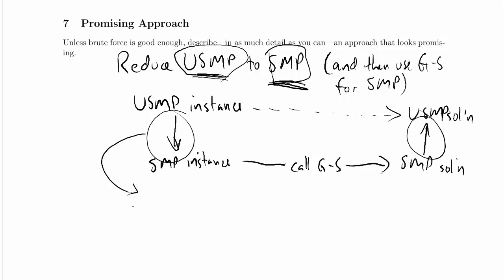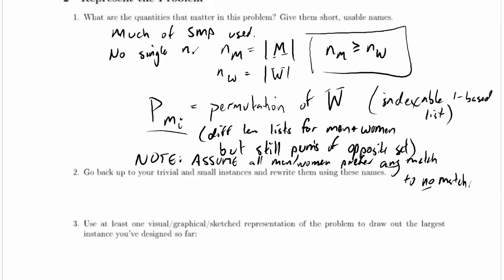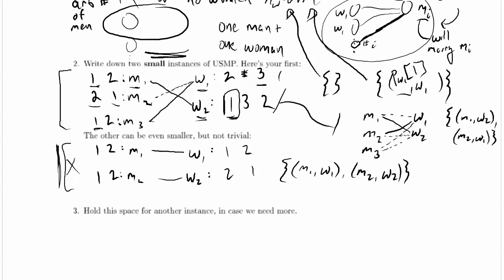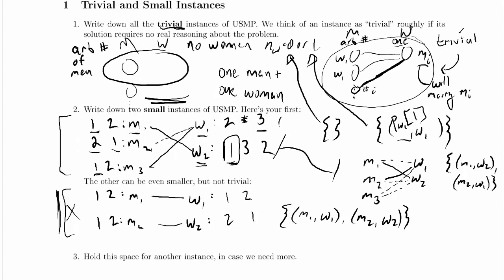We go back to the trivial and small instances. It's way up now, so it'll take me a moment to scroll and find it. Here's our trivial and small instances. Okay, so this is our workhorse right here. We've used this one over and over again. So we're going to take this instance and we're going to compile it down to a USMP instance. So what do we have to do to turn this thing that is not an SMP instance, it's a USMP, what are we going to have to do to turn it into an SMP instance?